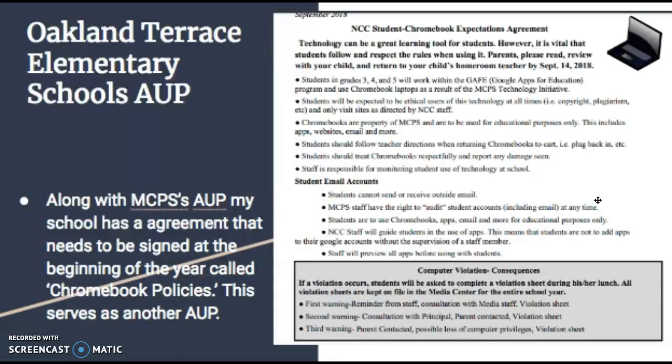And pretty much it says that technology can be a great learning tool. However, it's vital that students follow and respect the rules when using it. So if you look right here, it shows about 5 different things that students need to adhere to when they are on Chromebooks or any sort of technology. And then it also has some guidelines for student email accounts, and it also gives consequences for students who don't follow these rules. So this is one of the things that my students sign at the beginning of the year.